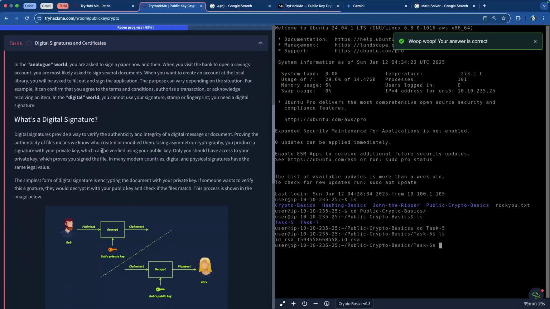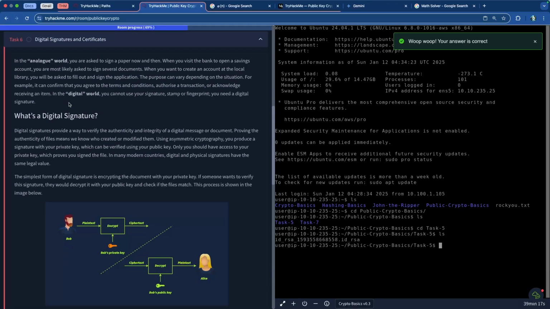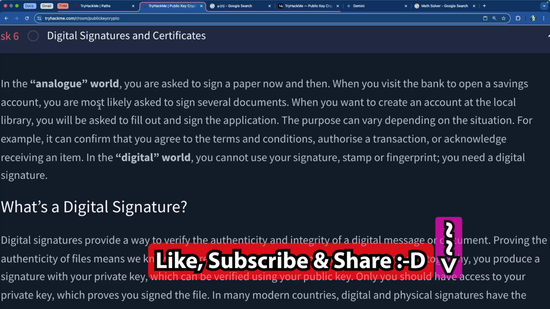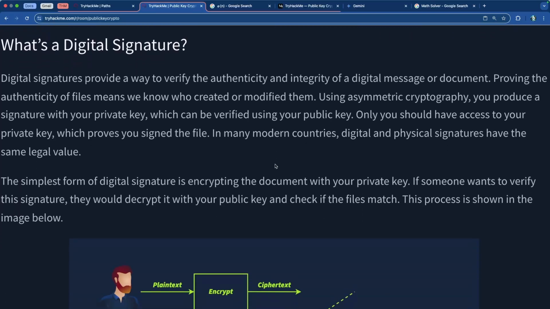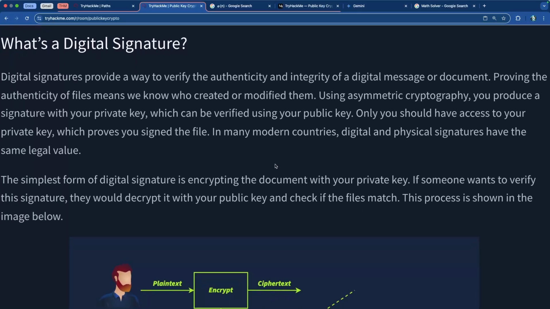So now we can move on to digital signatures and certificates. In the physical world, when you fill out a contract or an application or something like that, typically they ask you to sign it, right? You have your actual physical signature. In the digital world, you can't use your actual signature, stamp, or fingerprint. You need an actual digital signature. And this is where digital signatures and certificates come in.